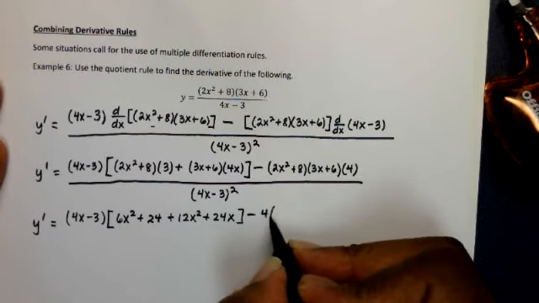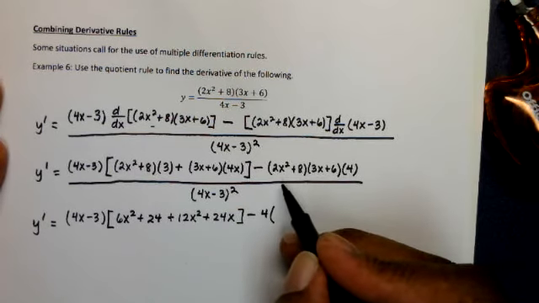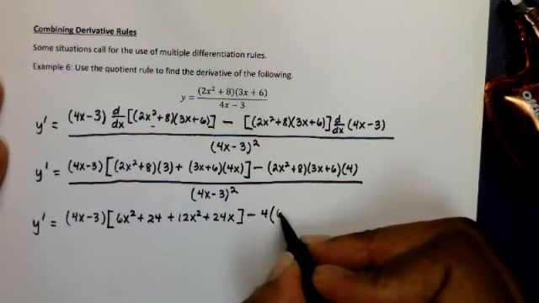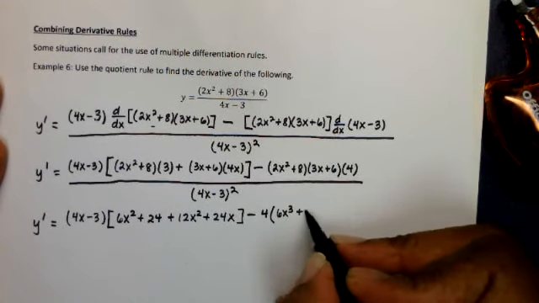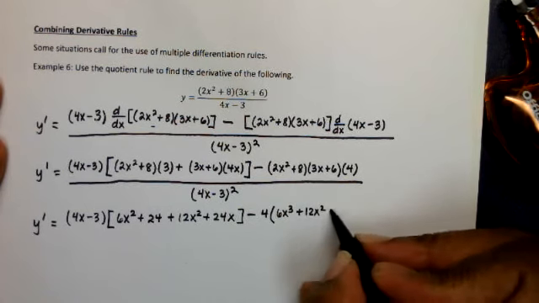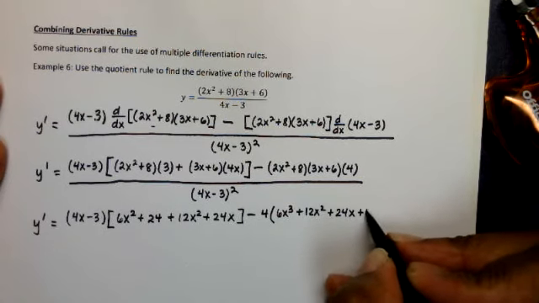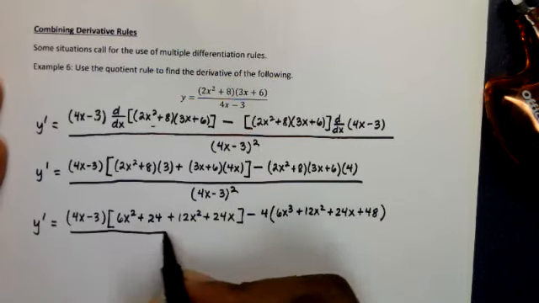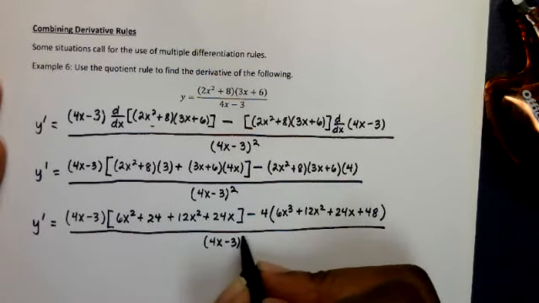Minus, I'm going to pull the 4 in front and use the FOIL method on the 2x squared plus 8 times 3x plus 6. 2x squared times 3x will be 6x cubed. 2x squared times 6 will be a plus 12x squared. Then 8 times 3x will be plus 24x. And the last, 8 times 6, will be plus 48. And that's still going to be over the 4x minus 3 quantity squared.